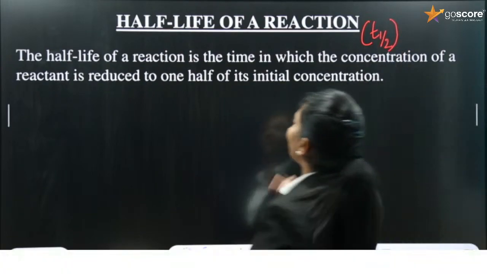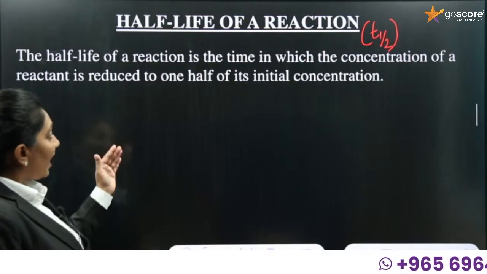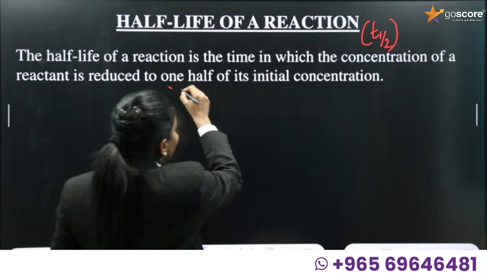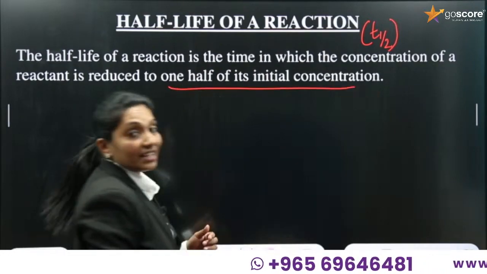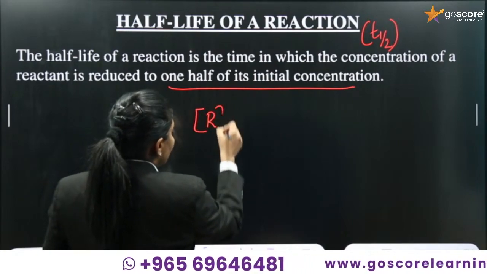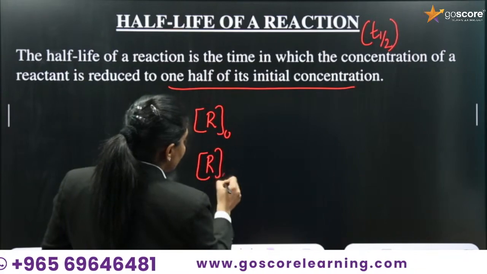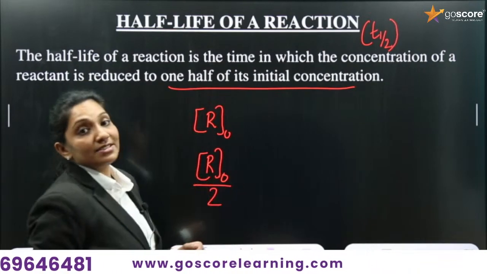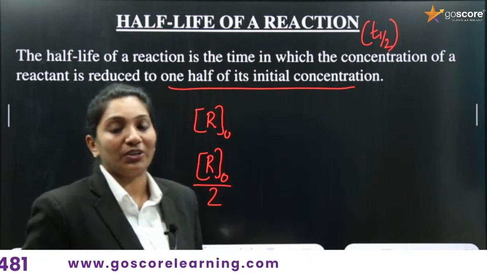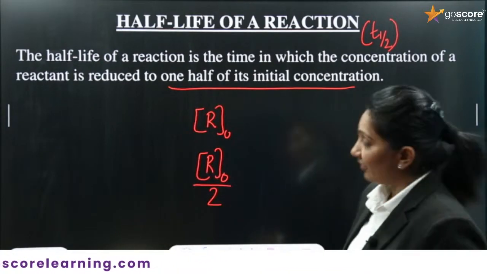The half-life of a reaction is the time in which the concentration of reactant is reduced to 1/2 of its initial concentration. If your initial concentration is R0, the time taken to reduce its concentration to R0 by 2, that is what the half-life of a reaction is.